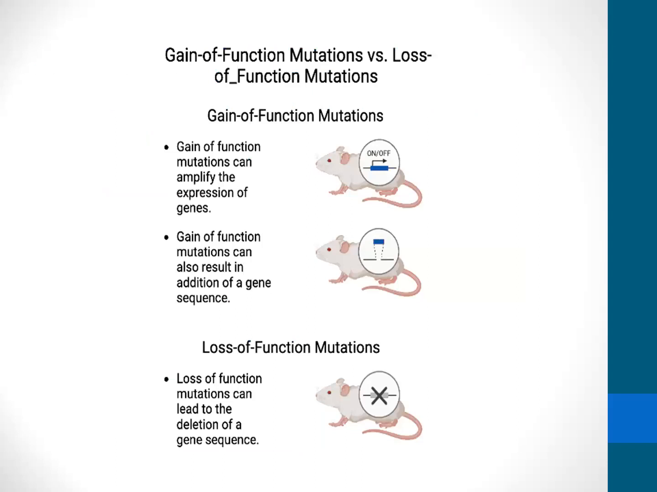Before we move on further, we'll discuss the important types of mutations, gain of function mutations and loss of function mutations. Gain of function mutations are those mutations in which the gene either gains a function or its function is amplified. So these types of mutations can amplify the expression of genes or result in a new function of the gene. Whereas the loss of function mutations lead to deletion of the gene sequence and therefore the function of that gene is lost.